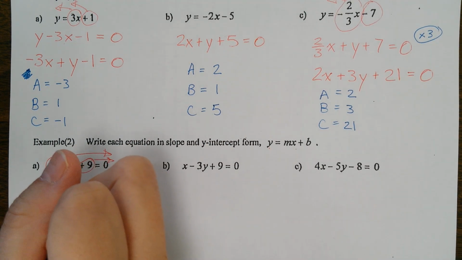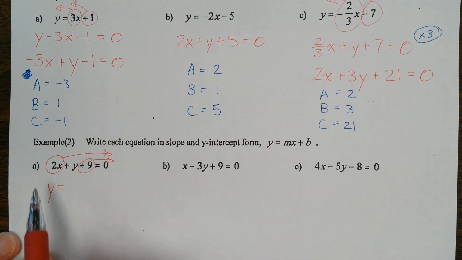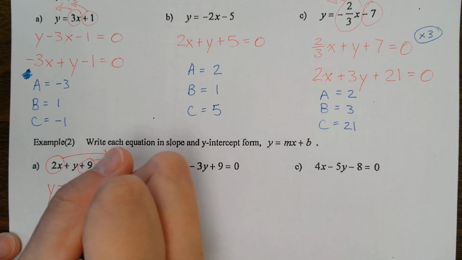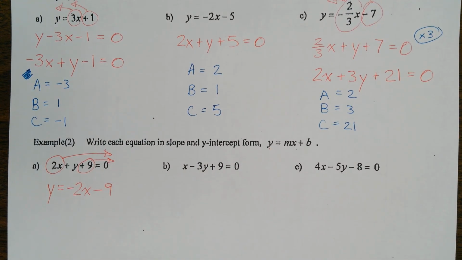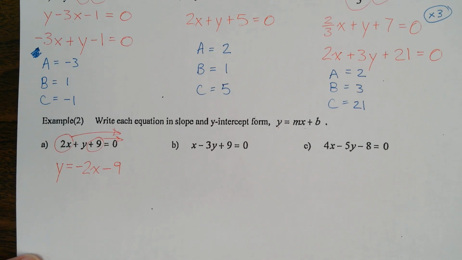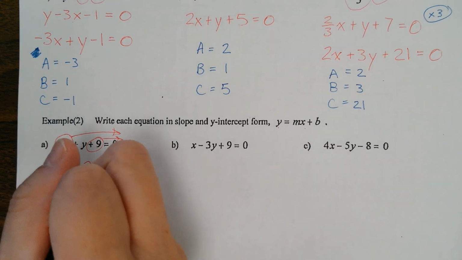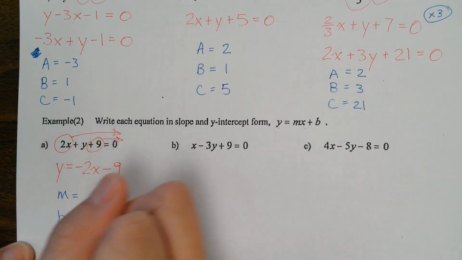Okay, so Annie, when I move that 2x over, it becomes? -2x. And when I move that 9 over? -9. Perfect. Okay. I've seen people write y equals -9 minus 2x. Remember, that's not the right order. Slope and then y-intercept. Okay, so what is my m and what is my b?